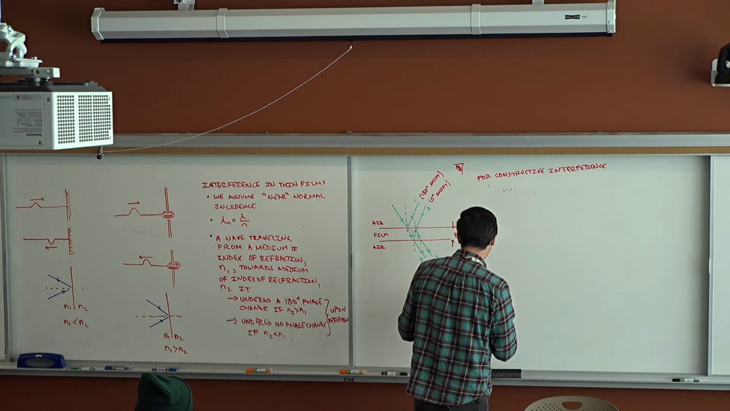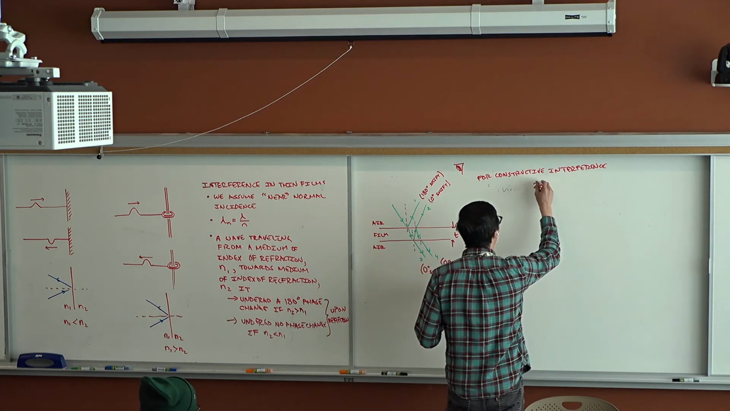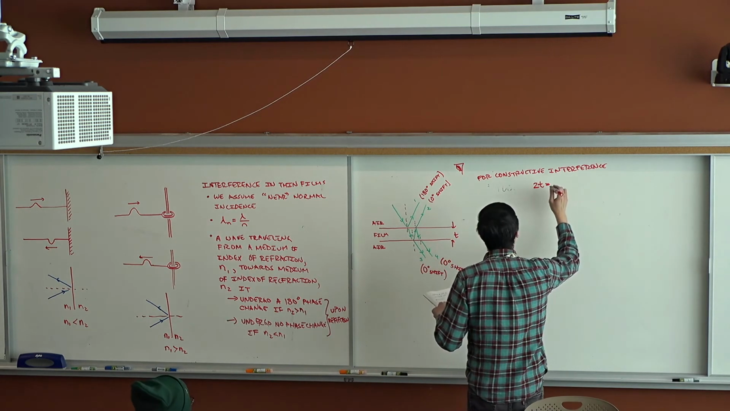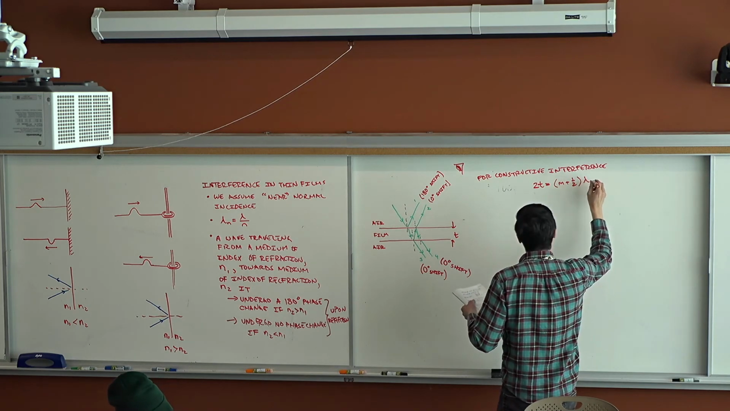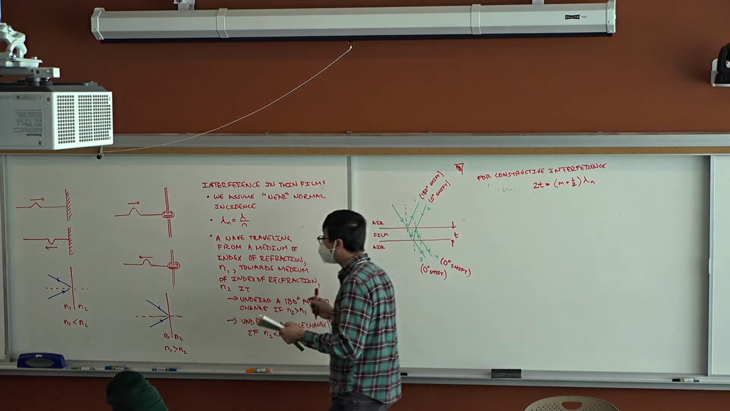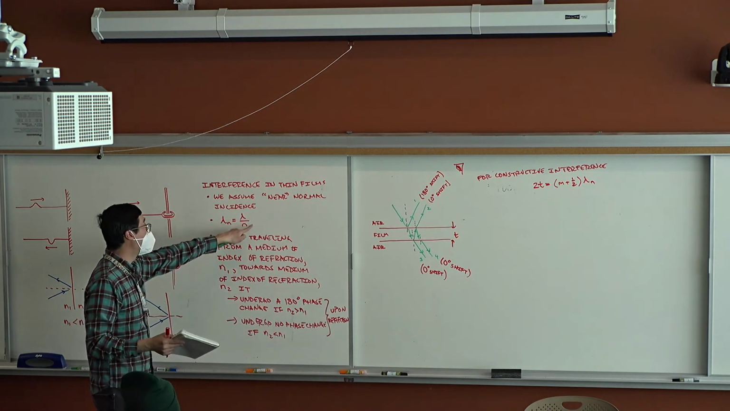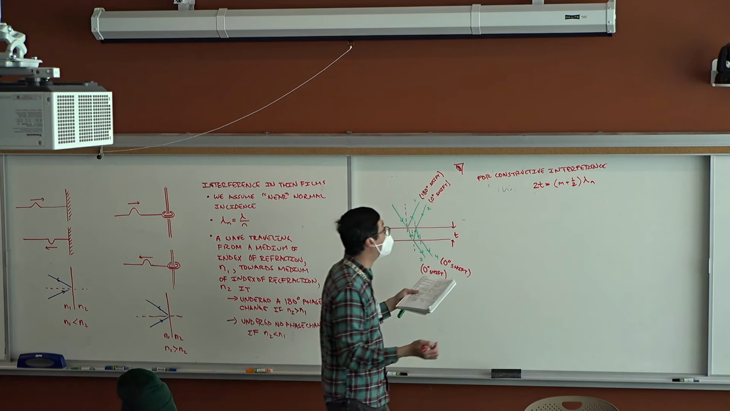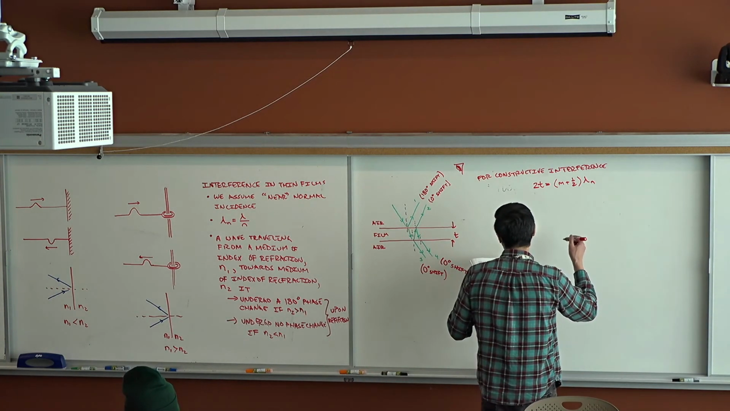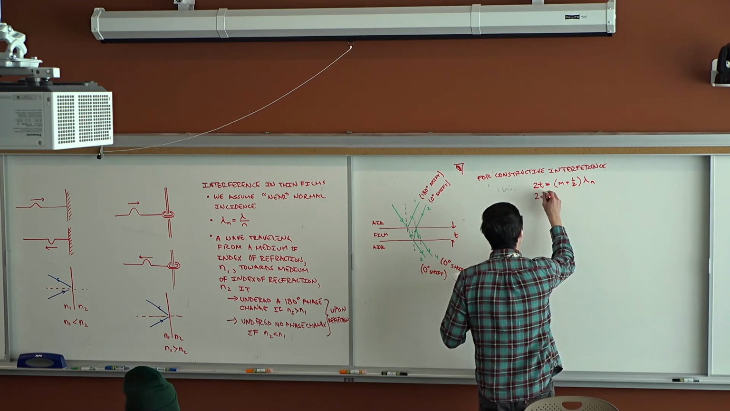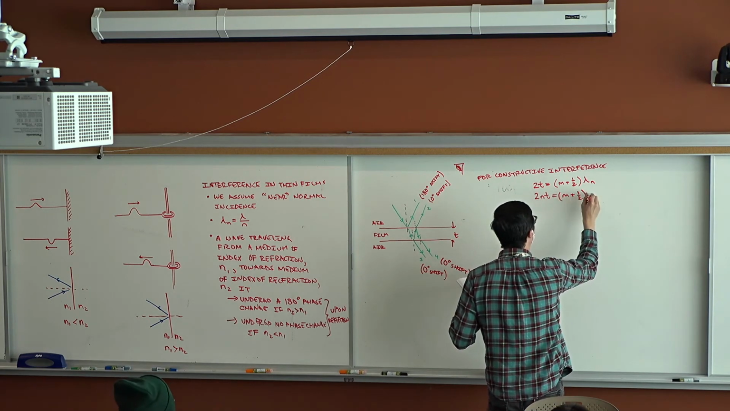our constructive interference is going to occur if 2t is m plus half times lambda n. But remember that lambda n is lambda over n. And so we need 2nt to be m plus half lambda.